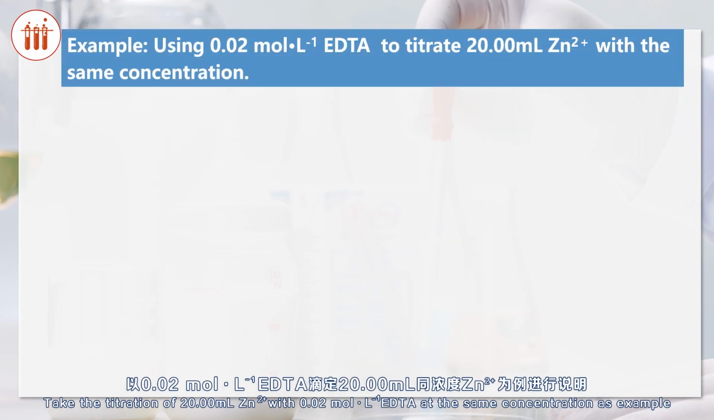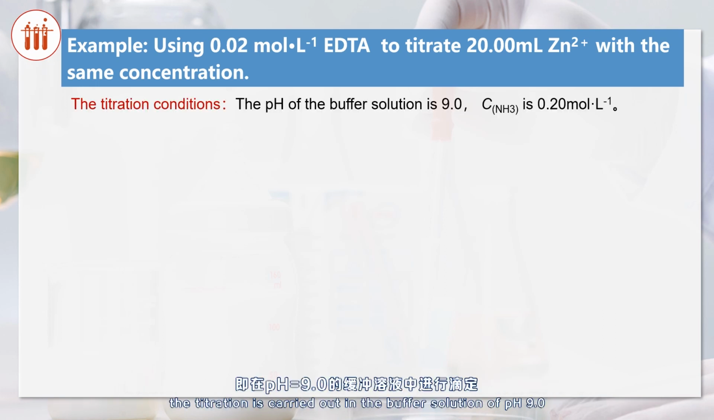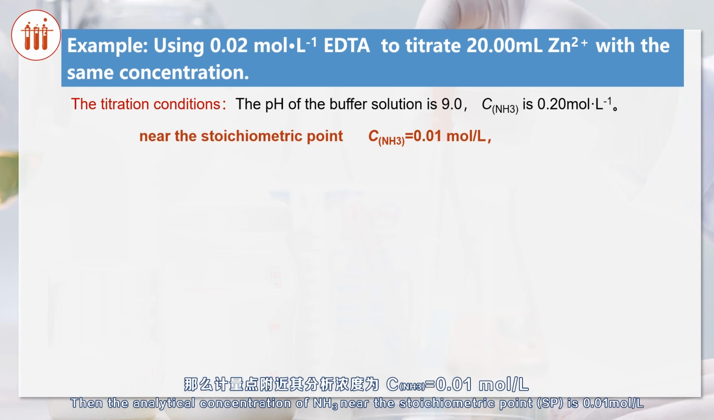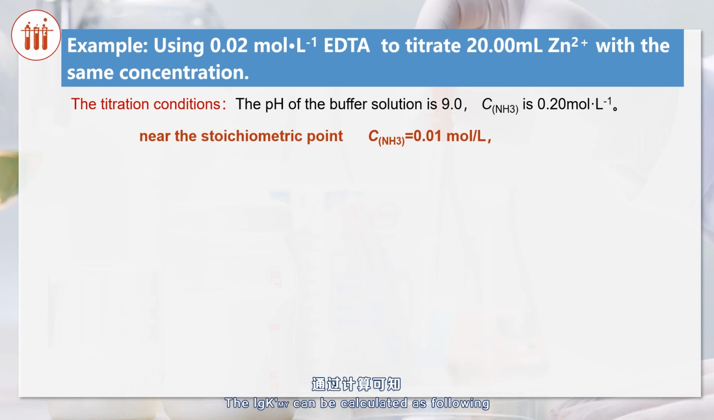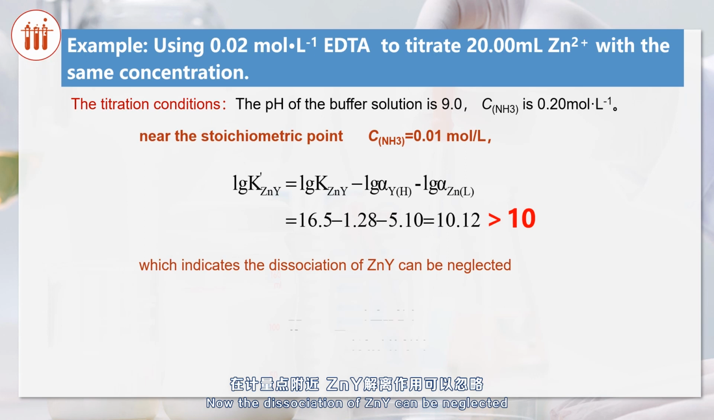Take the titration of 20 microliter zinc ion with 0.02 mol per liter EDTA at the same concentration as an example. The titration conditions are as follows. The titration is carried out in the buffer solution of pH 9, and the analytical concentration of ammonia is 0.02 mol per liter. Then the analytical concentration of ammonia near the stoichiometric point is 0.01 mol per liter. The log K prime MY can be calculated as following. Now the dissociation of ZnY can be neglected.